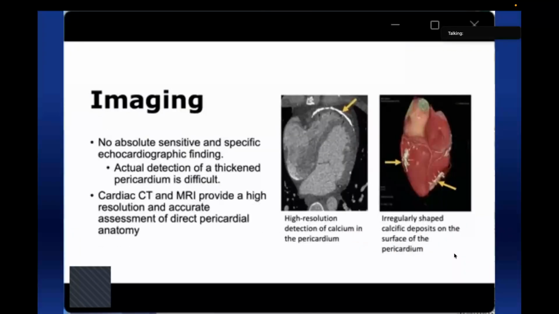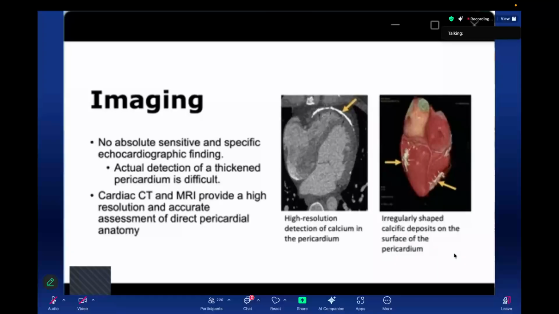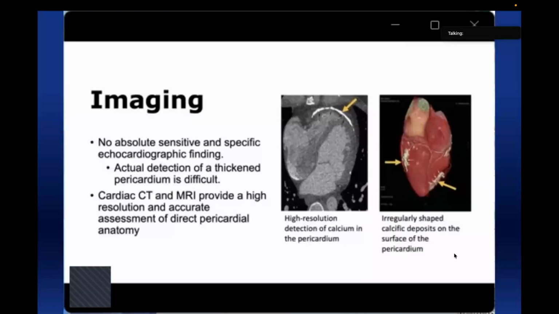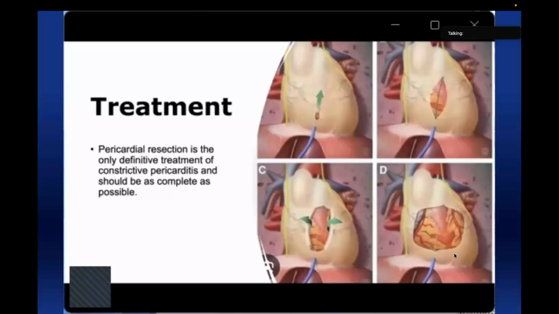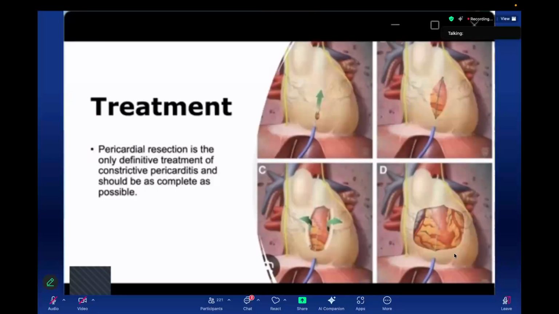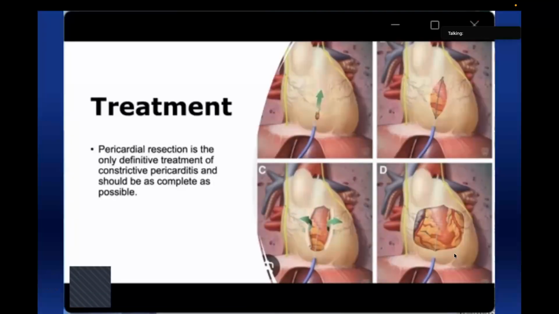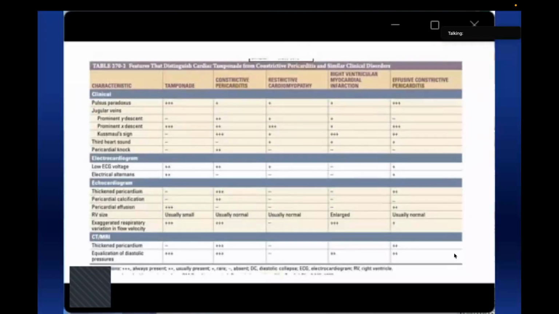Okay? In terms of imaging, there's no absolutely sensitive and specific echocardiographic finding. The actual detection of a thickened pericardium is difficult, but if you do cardiac CT and MRI, it provides a higher resolution and accurate assessment of direct pericardial anatomy, as shown here. Now, treatment: pericardial resection is the only definitive treatment of constrictive pericarditis and should be as complete as possible.